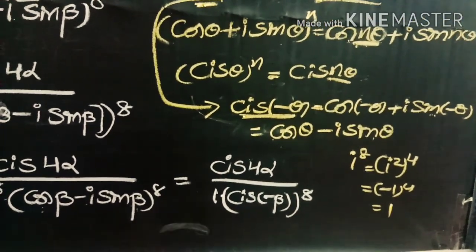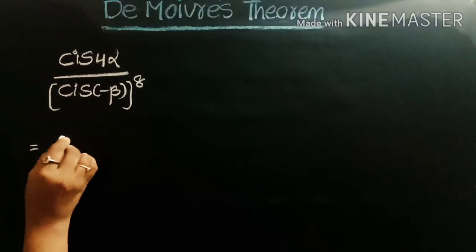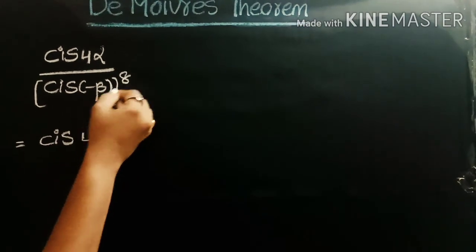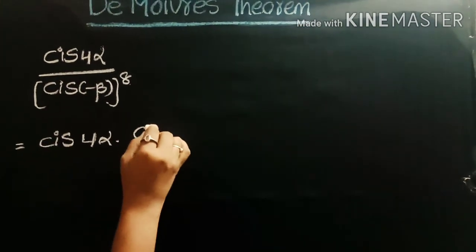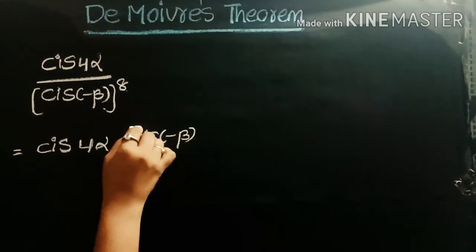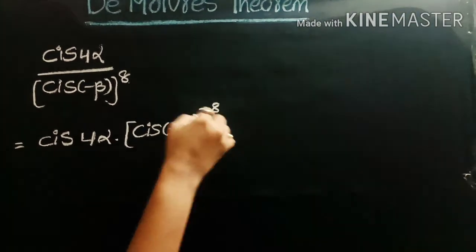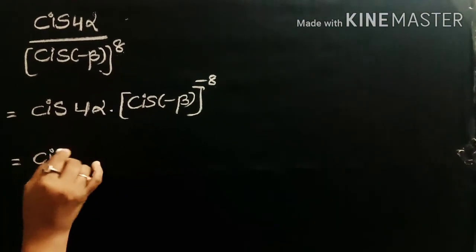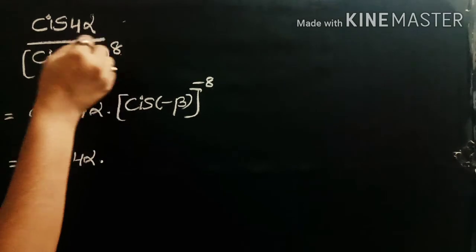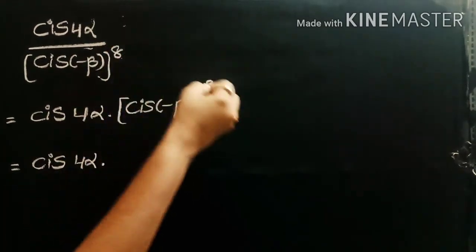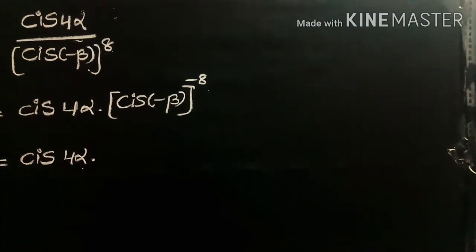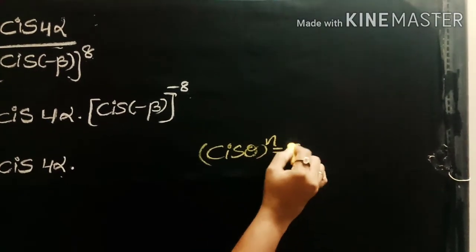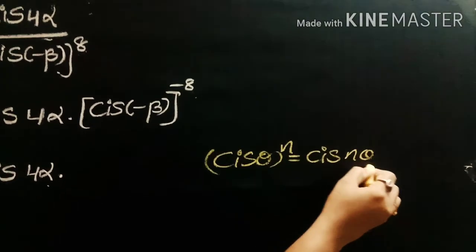And the next step, we take this value as cis 4 alpha into, this is 1 by (cis of minus beta)^8, taken as (cis of minus beta)^-8. Writing this denominator term at the numerator, so it becomes minus 8, and this is equal to cis 4 alpha into, now we are converting this denominator value to the numerator, then it becomes minus 8. Now this is 4 alpha into, now this is in the form of (cis theta)^n, and (cis theta)^n is equal to cis n theta, De Moivre's theorem statement.